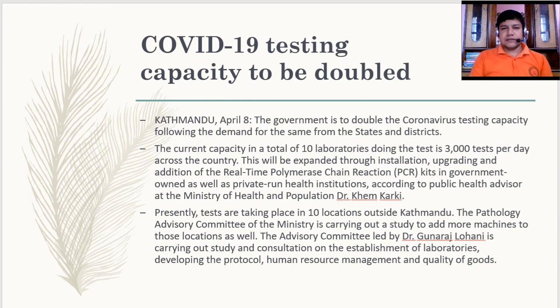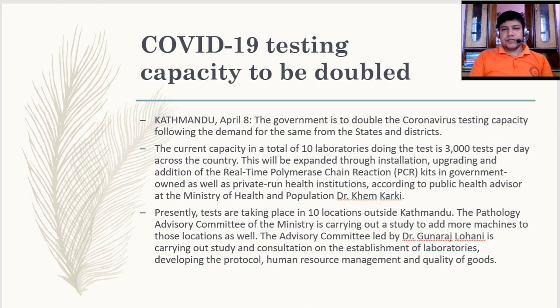Another example is here, COVID-19 testing capacity to be doubled. To be doubled. So this news article is about the future happenings. So it is about the plan of the government of Nepal to double the capacity of COVID-19 testing. So the heading is written like this: COVID-19 testing capacity to be doubled. So it indicates the future happening.